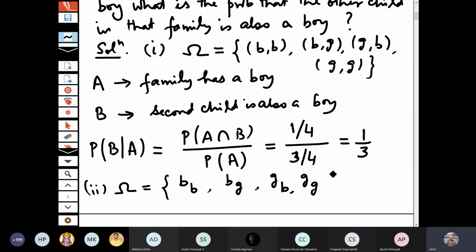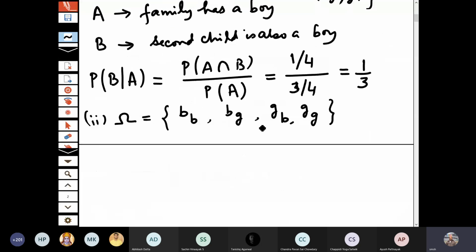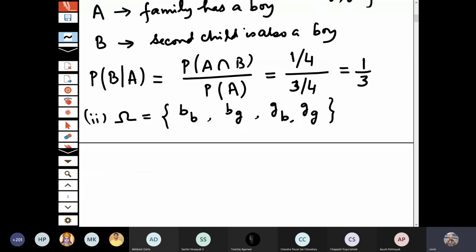So actually there are two options, B and G, but because of the second possibility, the sample space will have 4 points here. The description is almost similar, but it is written in a different way now because my sampling unit has changed. Earlier I was saying a family is chosen. Now I am saying a child is chosen, so I am describing it in a slightly different way.